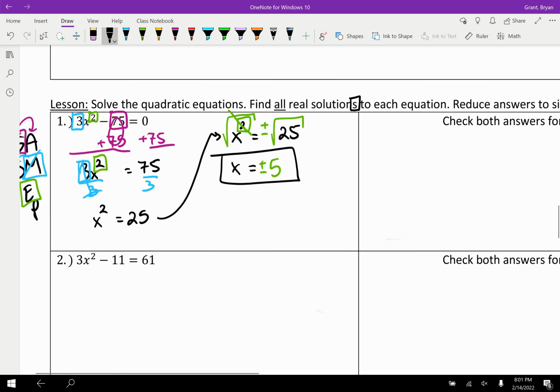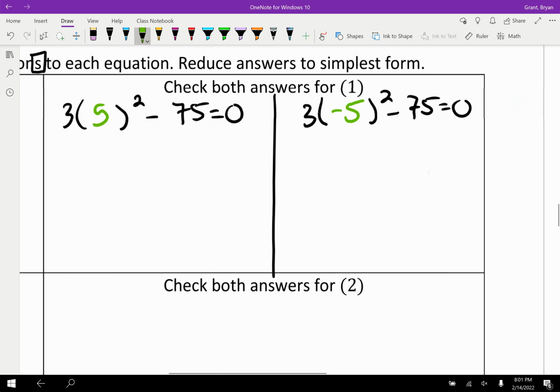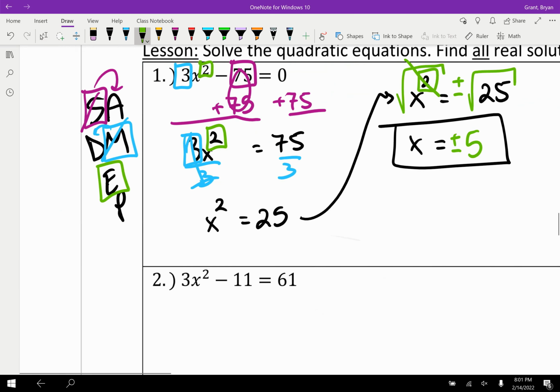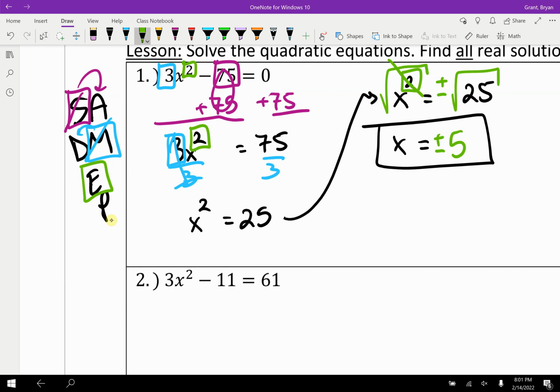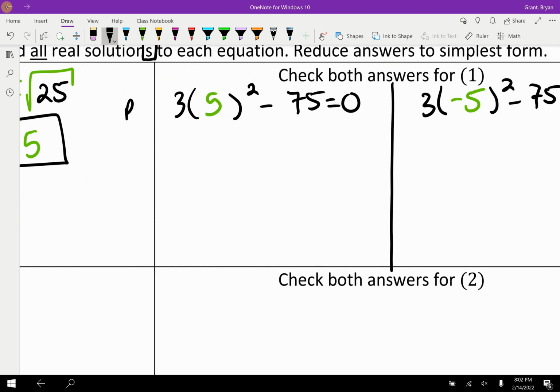So let's check that and make sure things are looking okay. We have 2 answers to check here, and so we have 3 times something squared minus 75 equals 0. The 2 answers we're checking, 5 and negative 5. How do we check these? Well, now we're going backwards, right? We did SADMEP to isolate x. Now we're essentially unisolating x. We're trying to figure out the value of an expression, so now we follow PEMDAS.